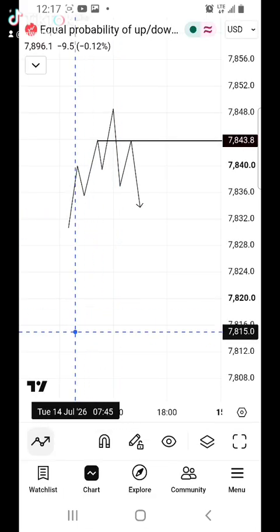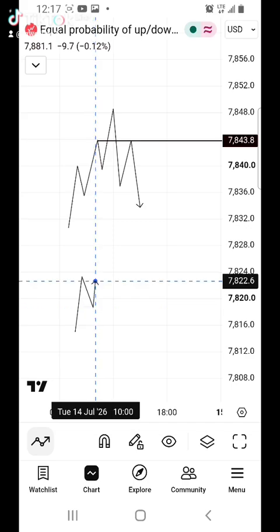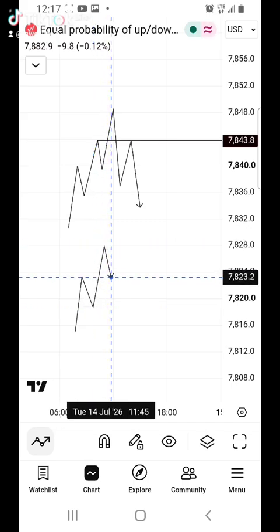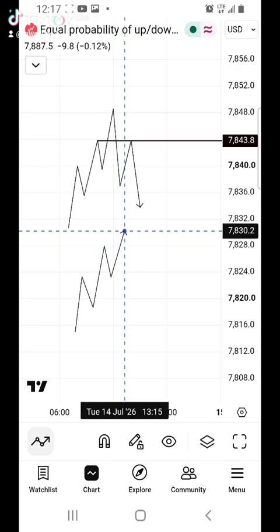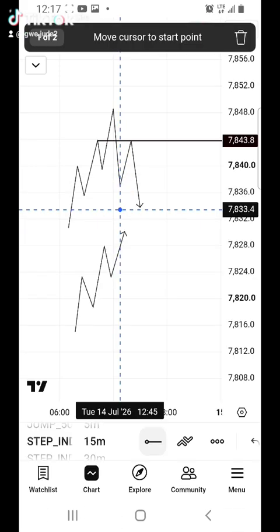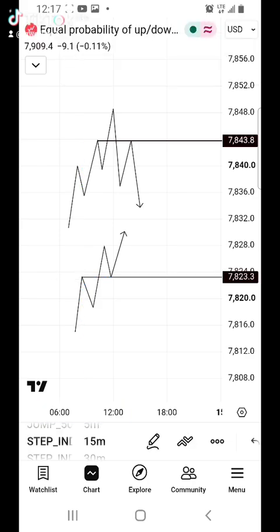Then we have the second structure, which is the break and retest structure. It's actually a break of structure that retested to the upside. Me personally, I don't normally use the break and retest. Among the 6 APA structures, I don't use it because it's a continuational structure.